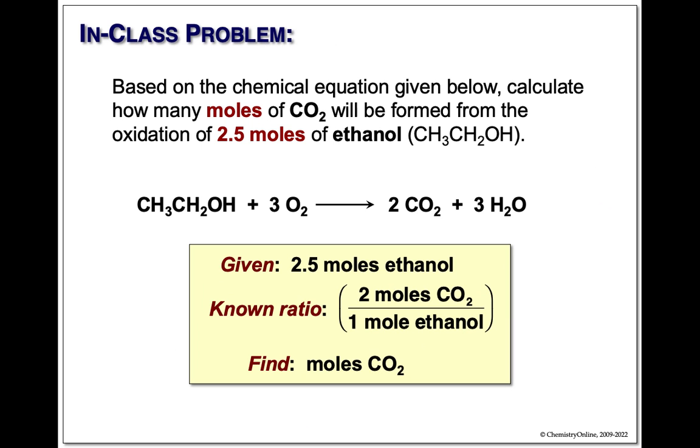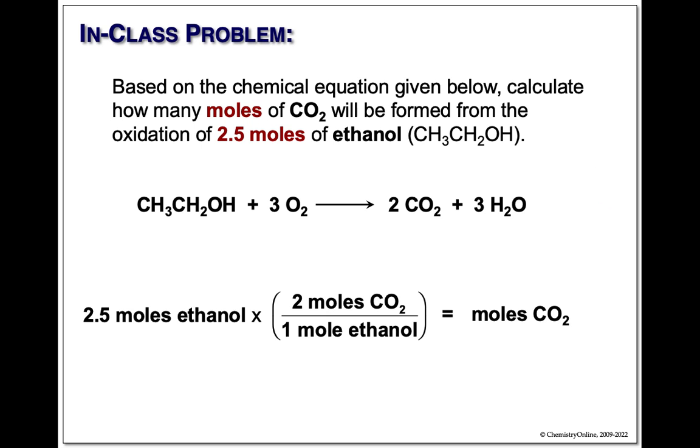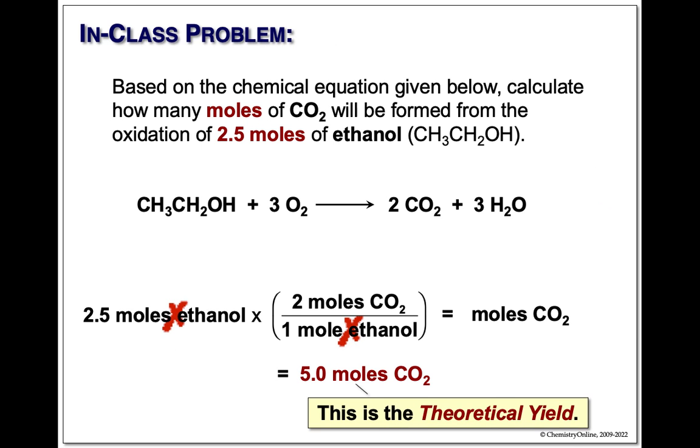We start off, as always, with our given. Going to multiply it by our ratio. Moles of ethanol will cancel. That's why we put this in the denominator. 2.5 times 2 divided by 1, 5 moles of CO2. Fairly simple problem, fairly simple solution. Any questions?